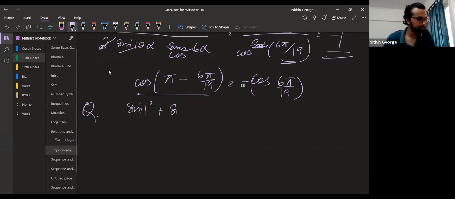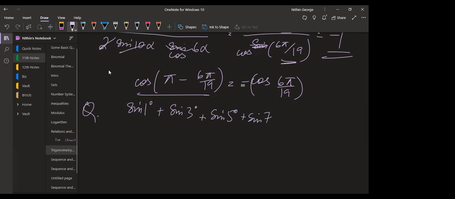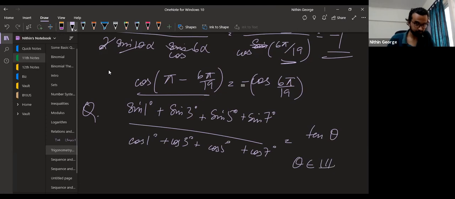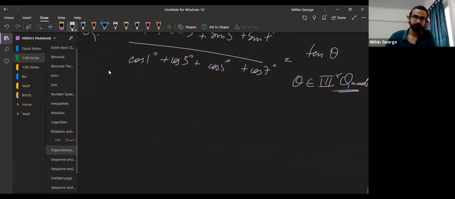Sin 1 degree, 3 degree. Okay, let this question be. Actually, let this be homework. It's a good homework. Sin 7 divided by cos 1 degree, cos 3 degree, cos 5 degree, cos 7 degree equals tan theta. Find theta in the third quadrant. Find theta lying in the third quadrant is your homework question.